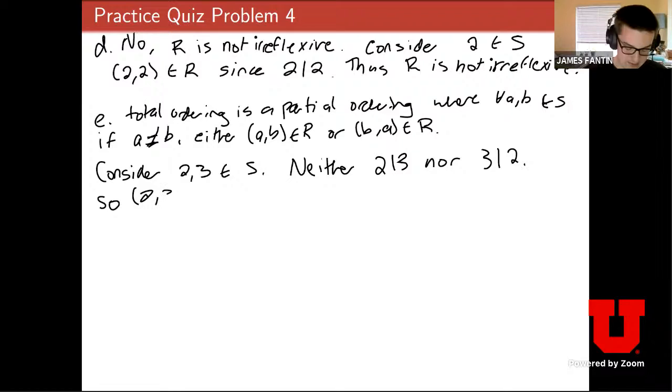So that means that (2, 3) is not in the relation, and (3, 2) is not in the relation. So R is not a total order.